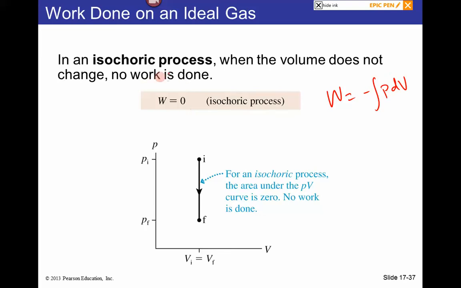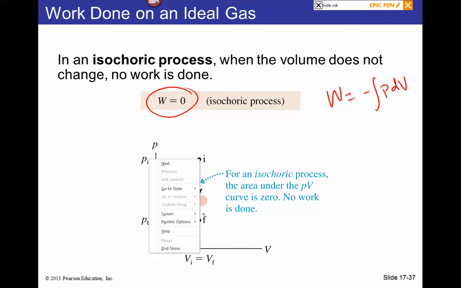But if the volume is not changing, then dV is equal to 0, and therefore the work done in an isochoric process is 0. So an isochoric process can be represented by a vertical line like this one here. The volume remains constant. There's no volume change. Therefore, there's no push. The gas is not changing, and there's no work being done.